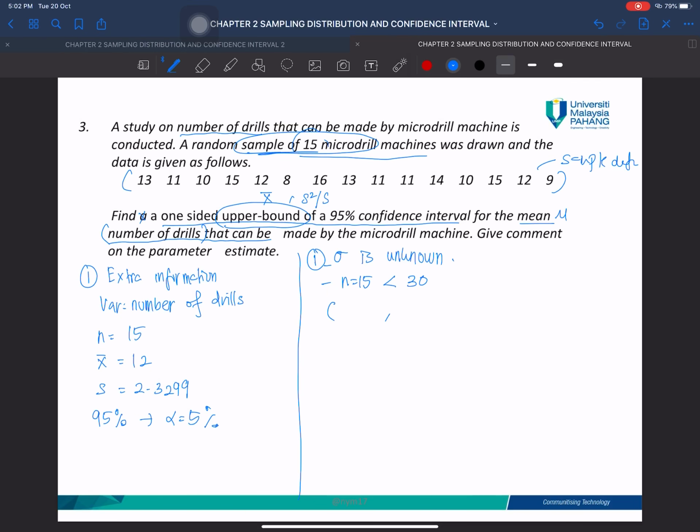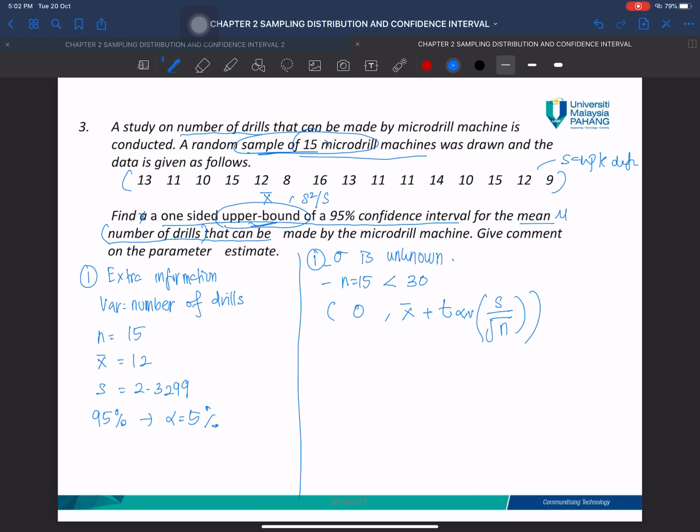For the B only, sigma is unknown and n less than 30, then we use the formula with the t and s. So x bar plus t alpha, because of one-sided, multiplied with s divided by square root n. So this is the formula for the upper bound. Automatically the lower bound is equal to 0 because the variable is a number of drills. There is no negative 1, negative 2 for the number of drill, so it starts from 0. Sorry, the t and nu.